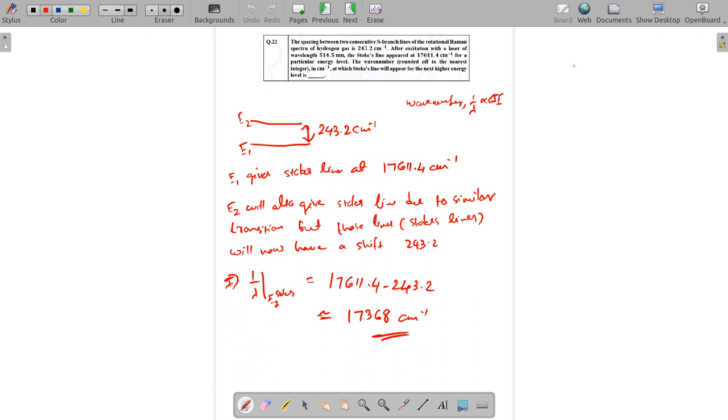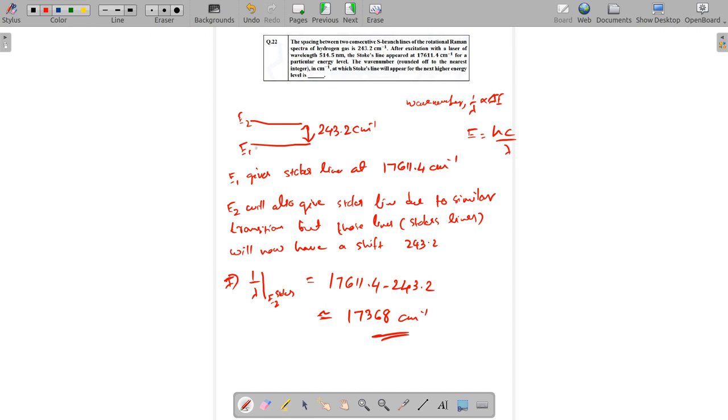Basically, if I show it diagrammatically, there are two levels, E1 and E2, and there is a spacing between them. This is what I am understanding from the question. Wave number is basically 1 by lambda. Energy is hc by lambda, or h nu. Since h and c are constants, 1 by lambda will give you the energy scale. That is why these things are given in terms of centimeter inverse.